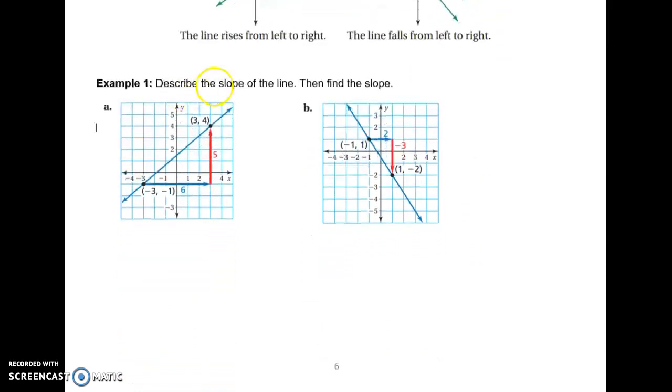So down here, the first thing it says is describe the slope of the line. So in describing, we would look at that and we say that it rises from left to right. So that is going to be a positive slope. Where this one, if we look left to right, it definitely falls. So that is going to be a negative slope.